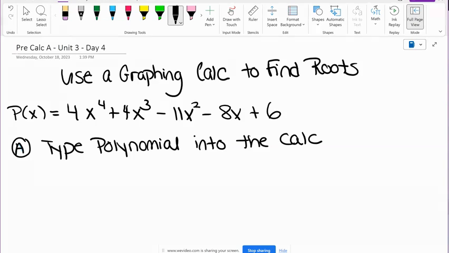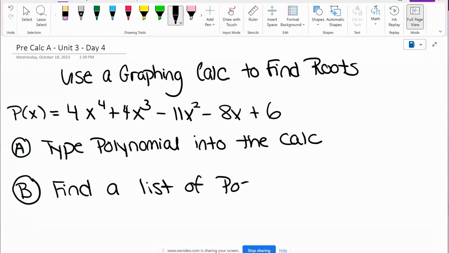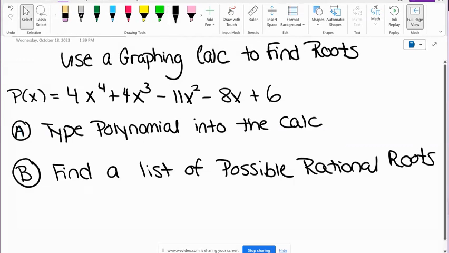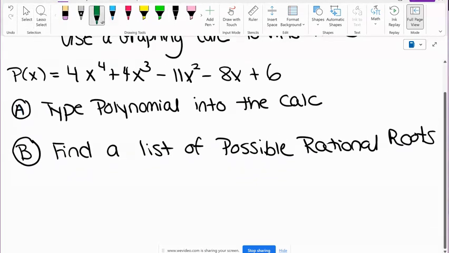All right, and then from there, what we're going to do, part B, I want us to find a list of possible rational roots. So this is on the paper. How do we find the list of possible rational roots? What did we call it? P over Q. Very good. So we're going to do P over Q.